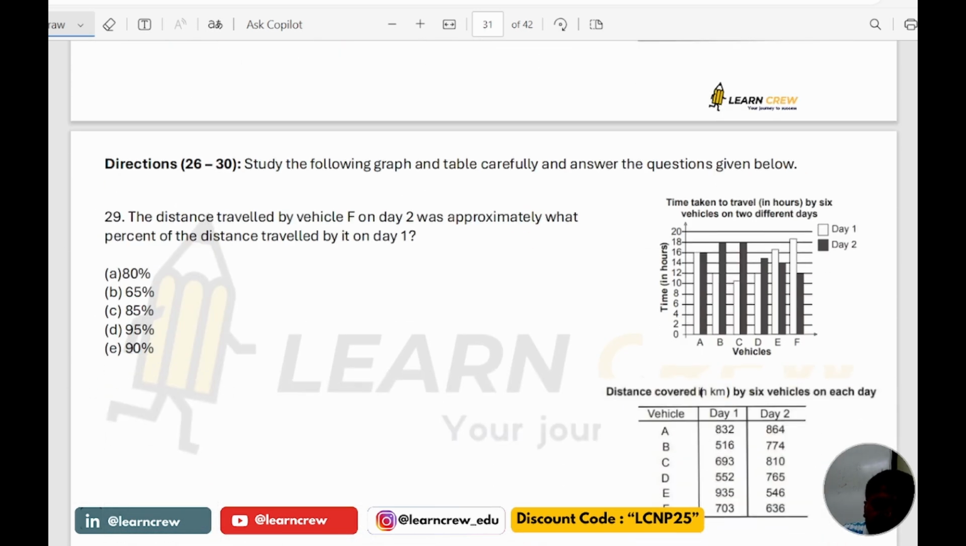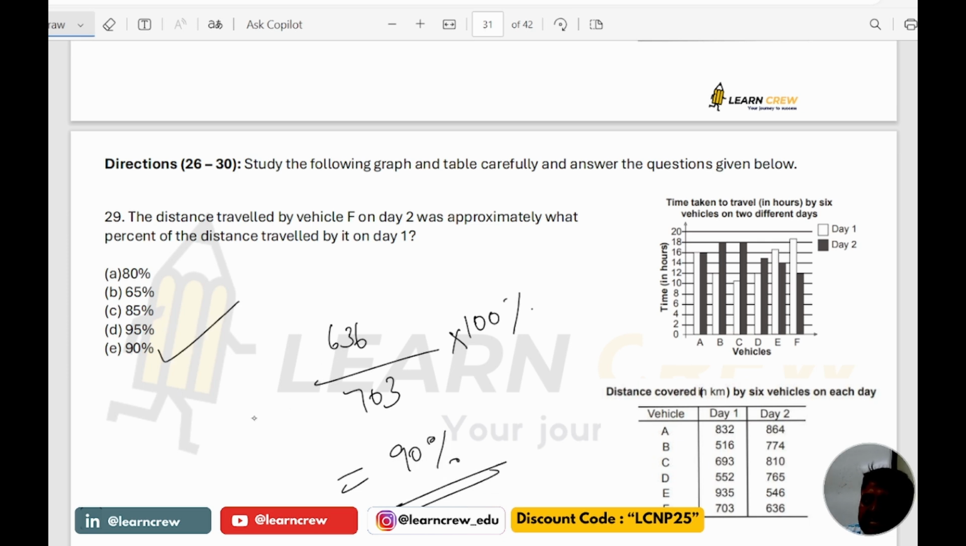Next. The distance traveled by vehicle F on day 2 is 636. Approximately what percentage is it of the distance traveled by it on day 1, which is 703? 636 is what percentage of 703? If you see 700 and 630, it is approximately 90%. So the answer is 90%.